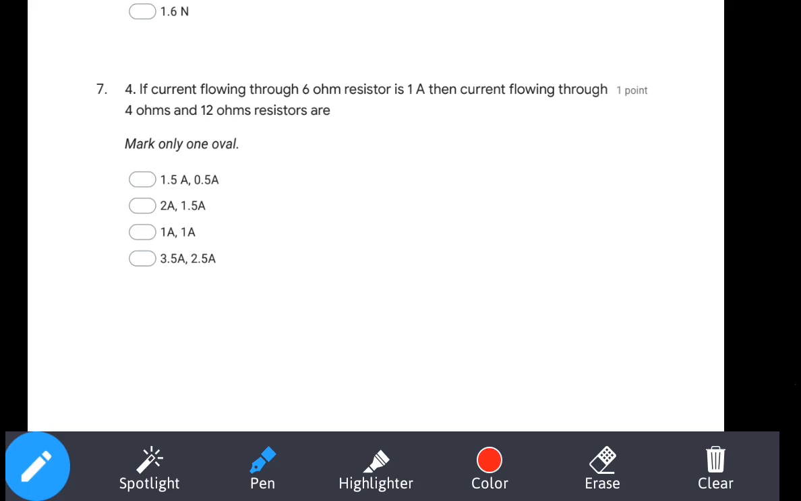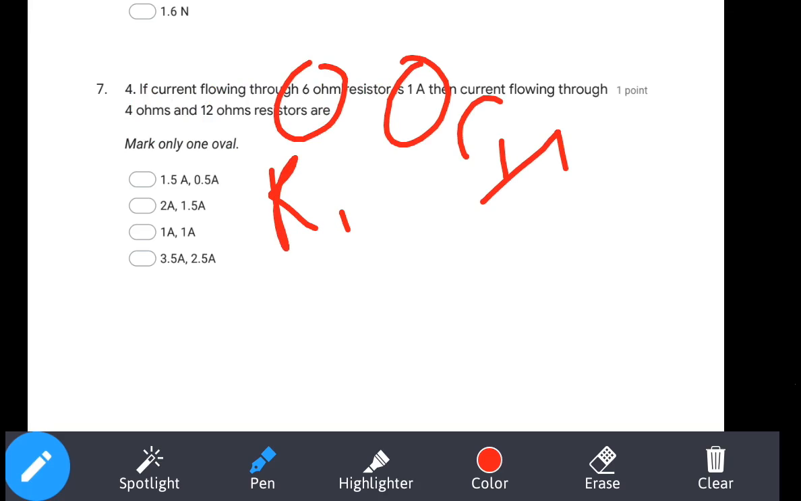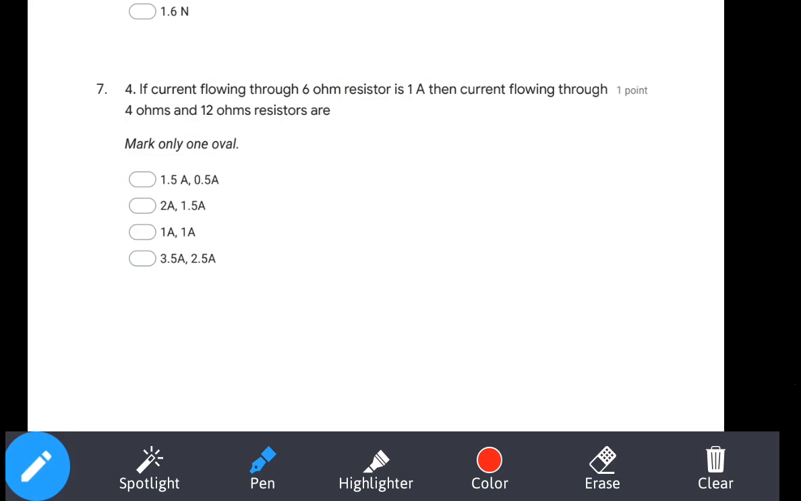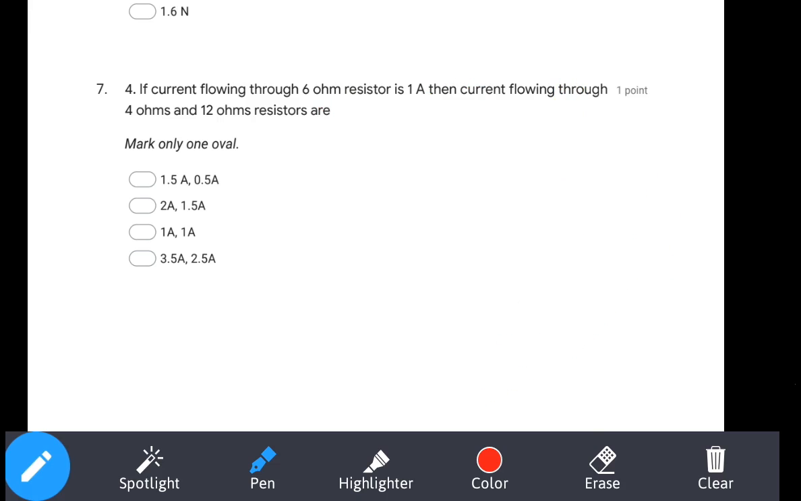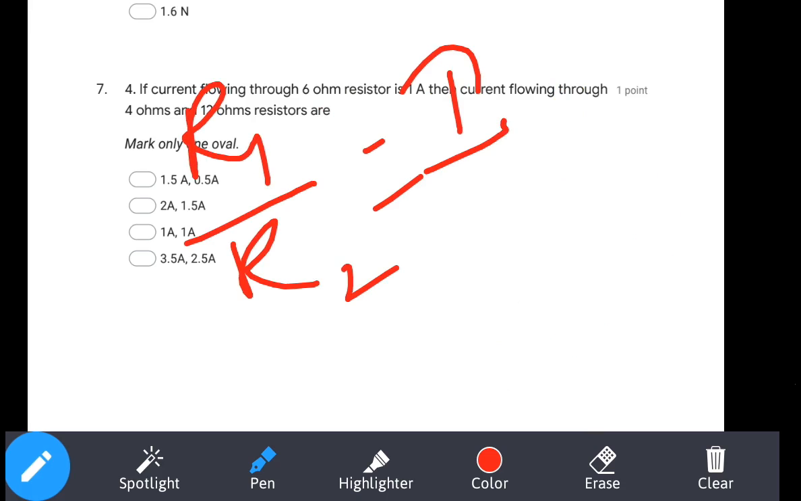If the current flowing through a 6 ohm resistor is 1 amp, then the current flowing through the 4 ohm and the 12 ohm resistors is what they have asked. Let's see this one. Let us take this one as R1, this one as I1, and this one as R2. What is the relation between resistance and current? V is equal to IR, so if I bring this I to the left side, V by I is equal to R. So current is inversely proportional to resistance: R1 by R2 is equal to I2 by I1.